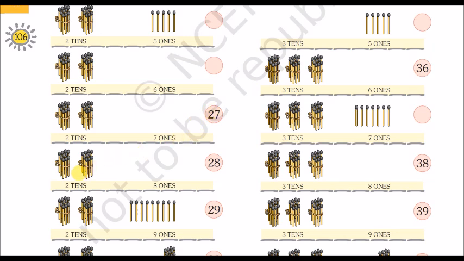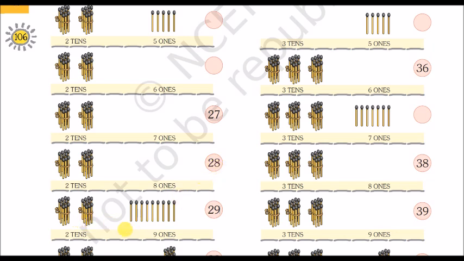2 tens and 8 ones. यहाँ पे हम 8 लाइन खींचेंगे. कितने हो जाएंगे? 20, 21, 22, 23, 24, 25, 26, 27 and 28.